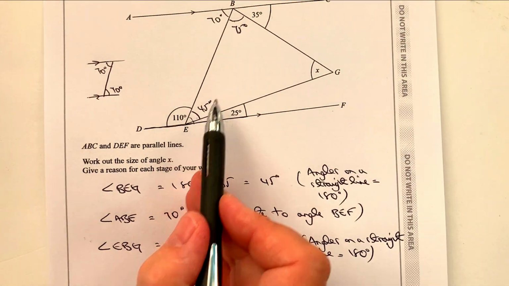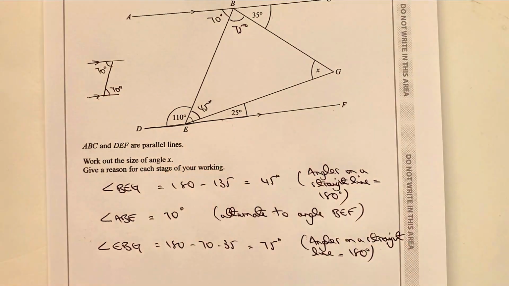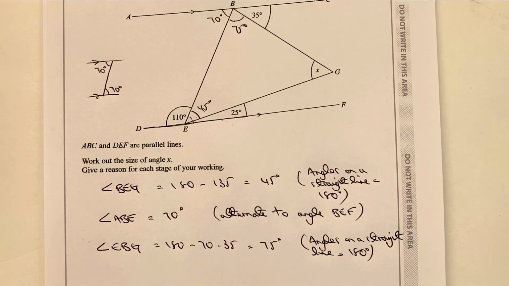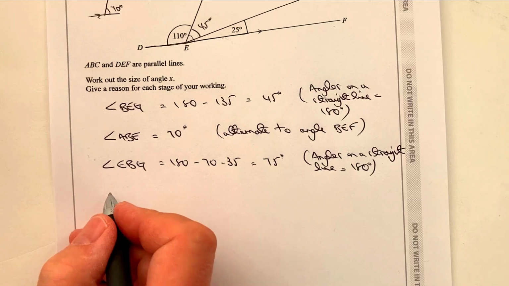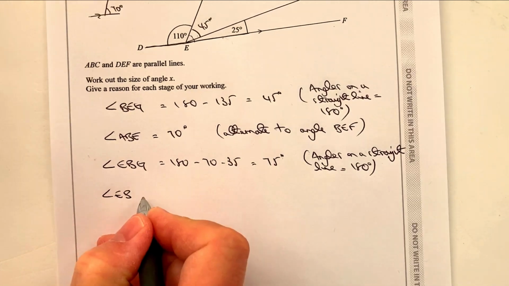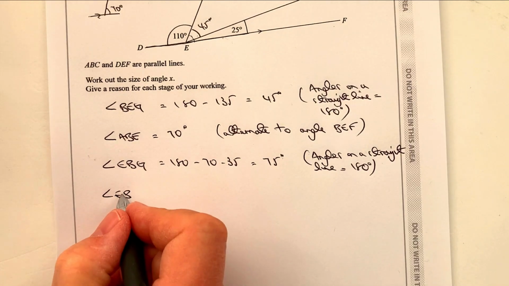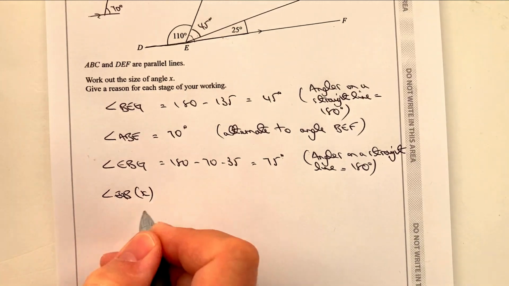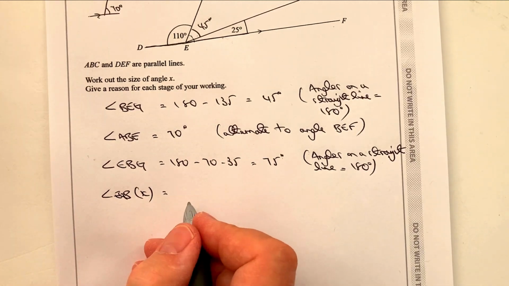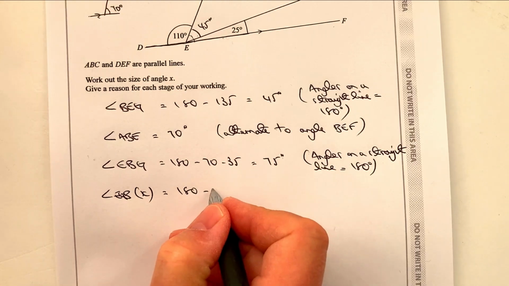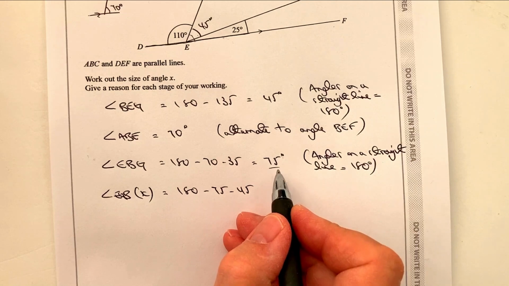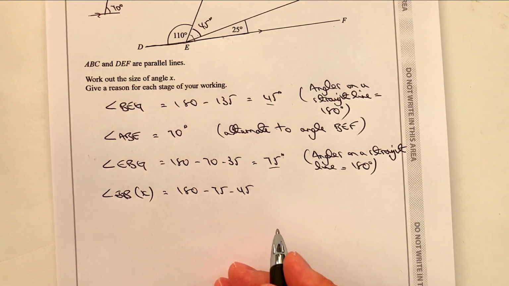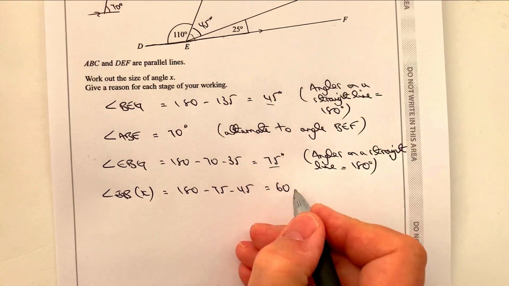So at long last now we know that we've got this triangle where we've got an angle here at 45, an angle here at 75, and then we can work out x by taking that away from 180 degrees. So if I write this at the very bottom here, angle EGB, which is angle x, the one that we're actually looking for, is going to be 180 minus 75 minus 45. So 75 is this one and 45 is this one. And that's going to equal 60 degrees.